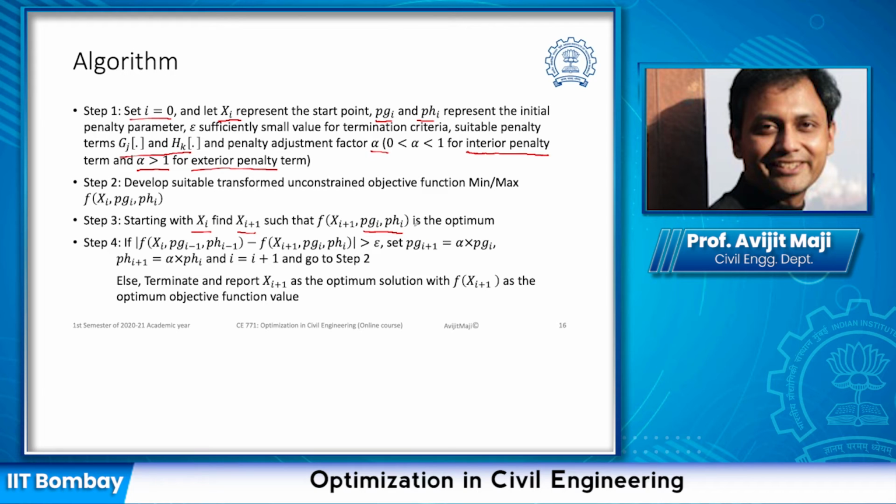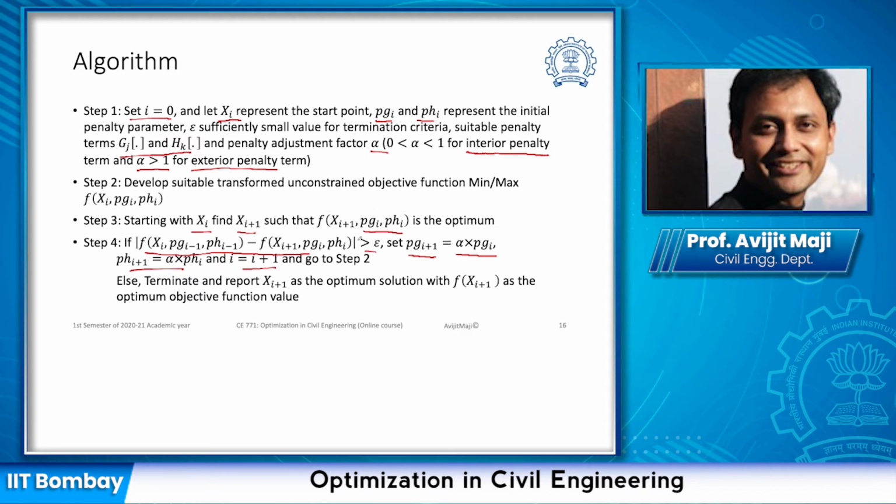which we have used. Once we find that optimum point, we compare the transformed objective function value and see if that is less or greater than the termination criteria which we have set. If we find that it is still greater, we need to revise the penalty parameters. In this case, we have to multiply the alpha value with the previous value for both inequality constraint and equality constraint. We increase the counter by 1 and then go to step 2.